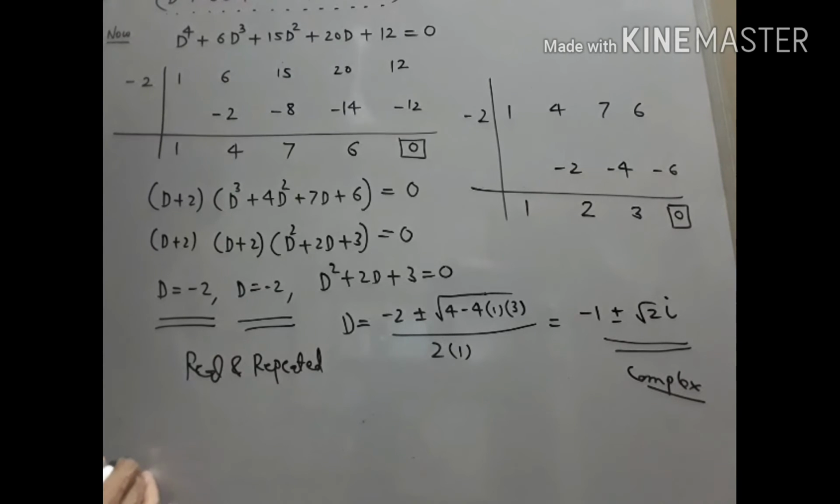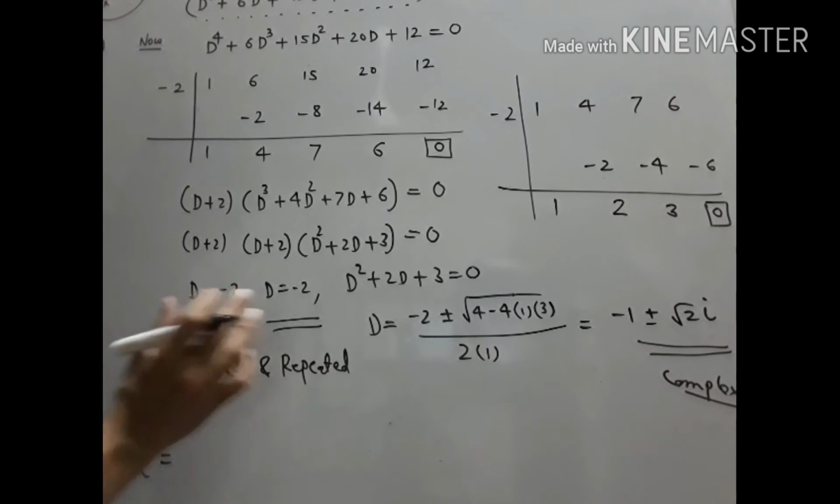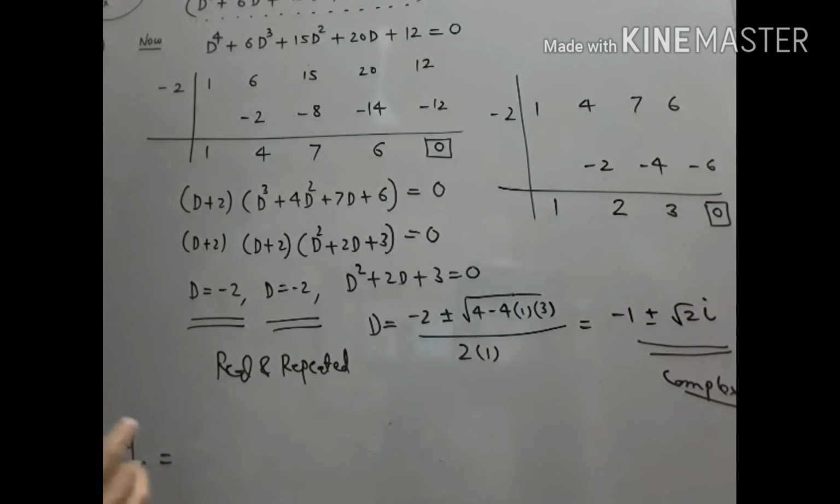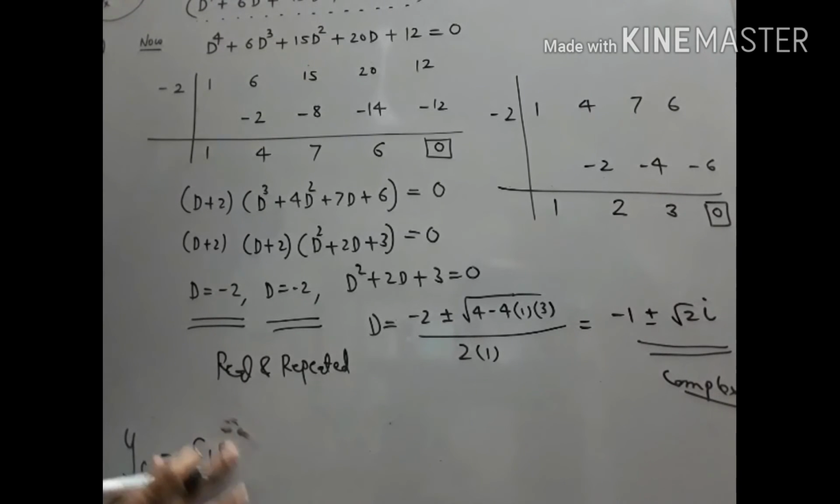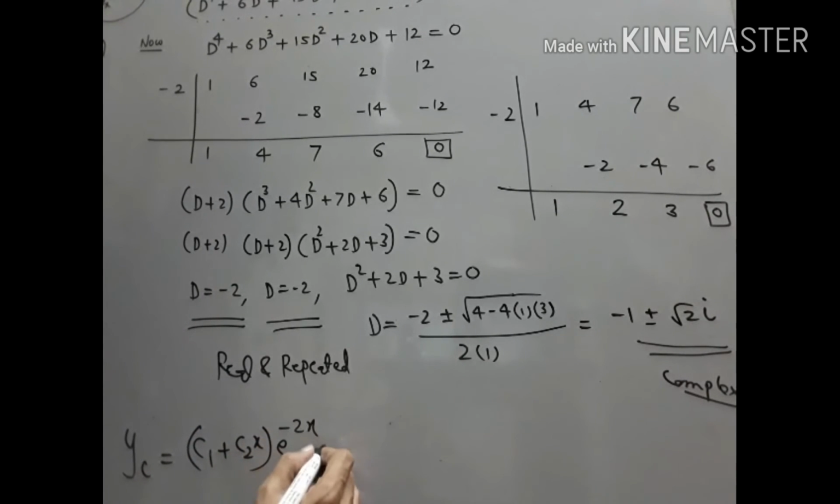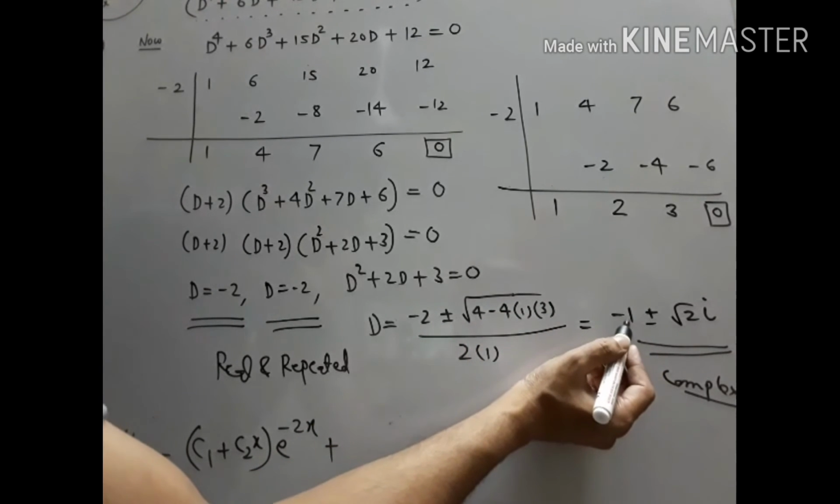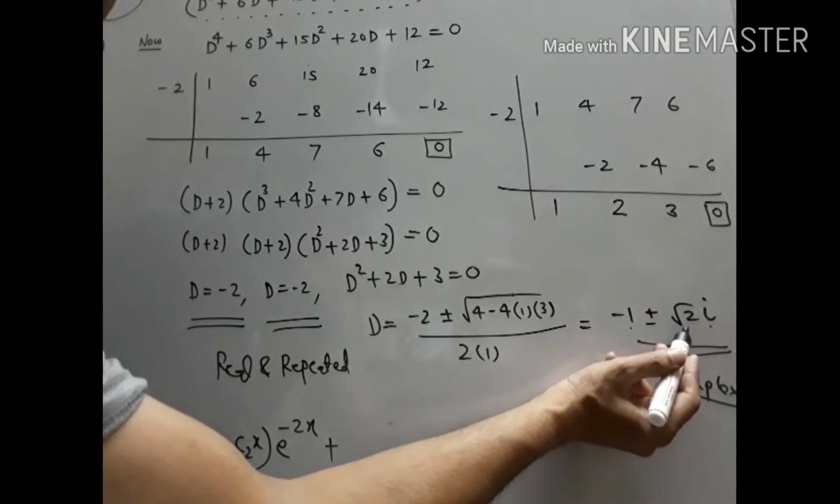Now based on the nature of roots, we can write down the solution. What is yc? yc is the complementary function, which is the solution. The first pair of roots are real and repeated. So remember, how do we write this? Since it is repeated, be very careful, it is c1 plus c2 into x, e raised to minus 2x, plus, look at these roots, it is like alpha plus or minus beta i. What is alpha? Minus 1. And what is beta? Root 2.